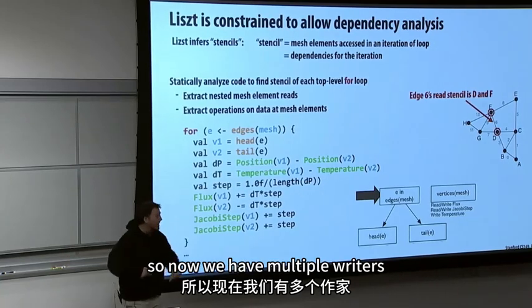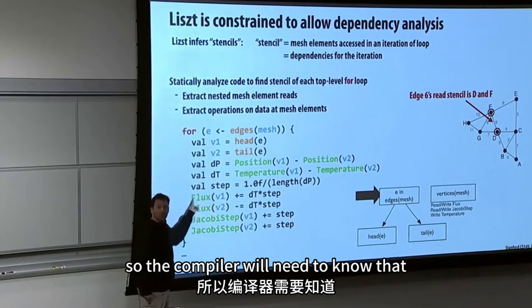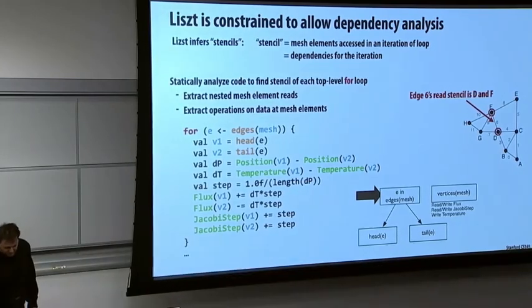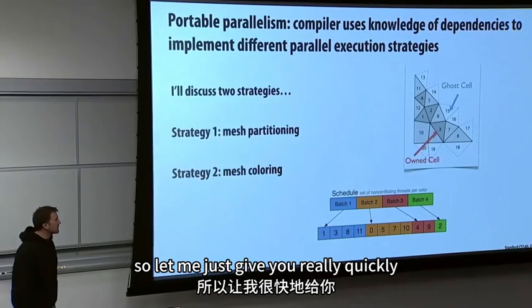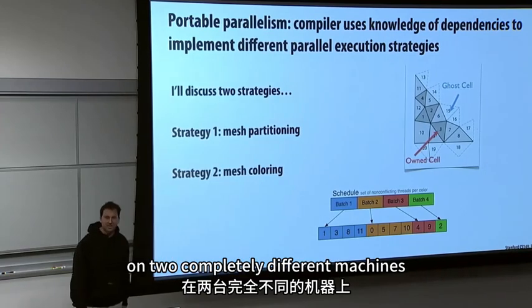So now we have multiple writers into this field. So the compiler will need to know that there needs to be some protection or some atomic here. So let me just give you really quickly two ways of parallelizing this code on two completely different machines.